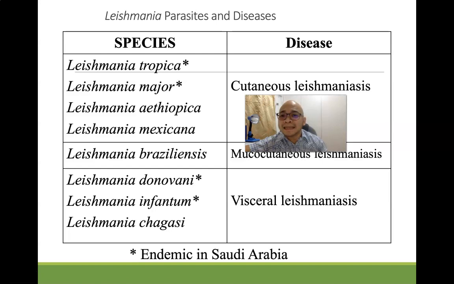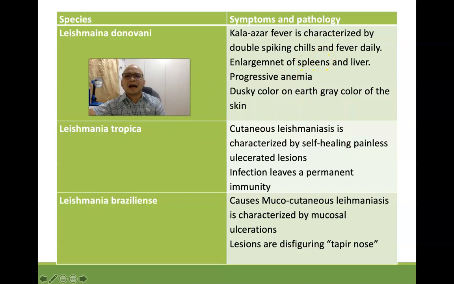Leishmania aethiopica, because this was first isolated in Ethiopia, and Leishmania mexicana. So they will cause cutaneous leishmaniasis. We have already discussed brasiliensis and donovani, Leishmania infantum and chagasi. So these are the other causative agents of visceral leishmaniasis. So Leishmania donovani is also known as Kala-azar fever.